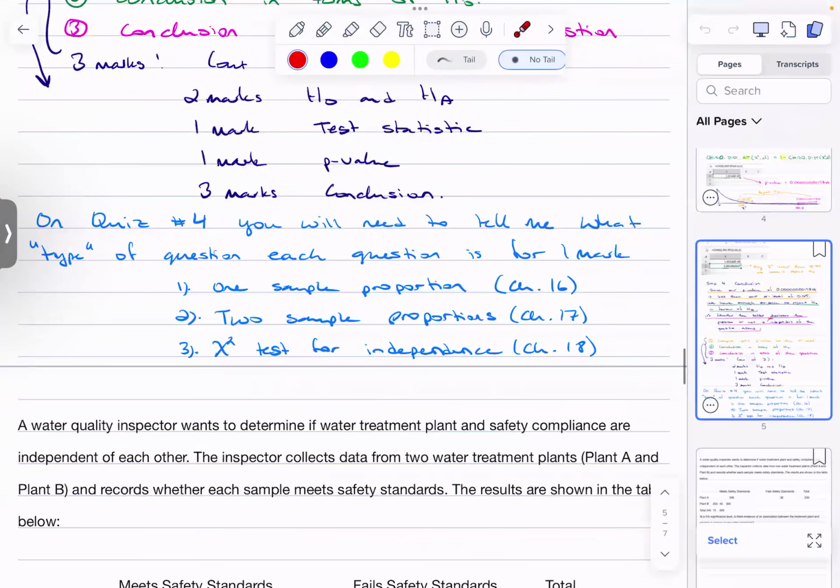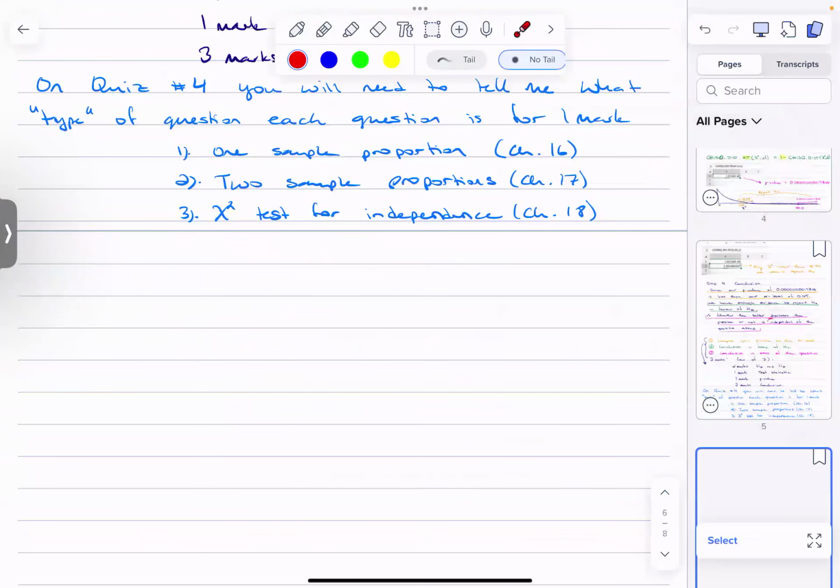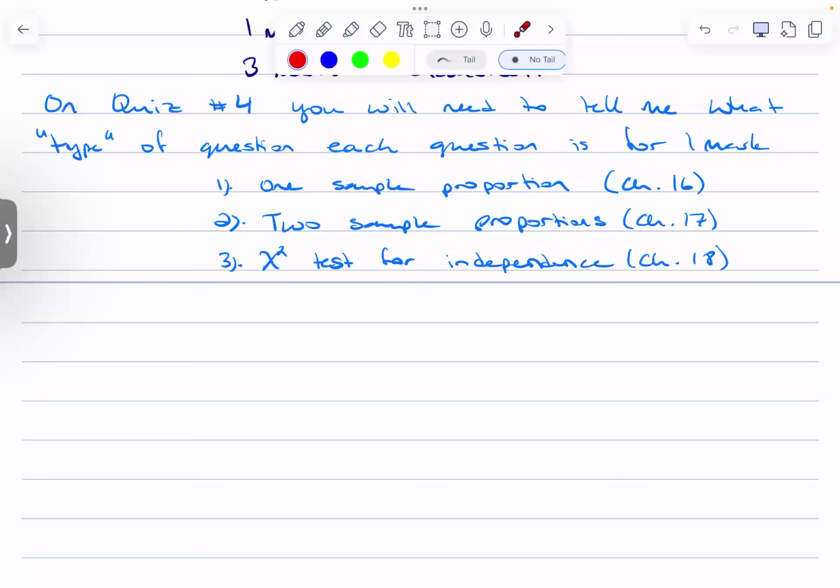I'm not going to make you check the conditions, right? On the quiz and on the final exam, I'll say you may assume the conditions for inference are satisfied, but we should probably know what the conditions are in case we're out in the real world and we have to check these things.